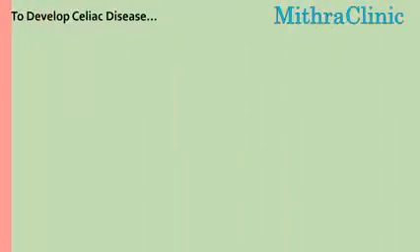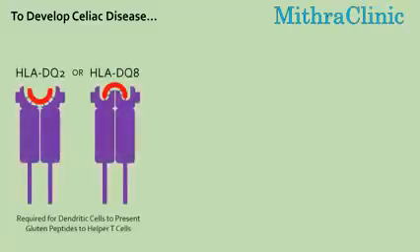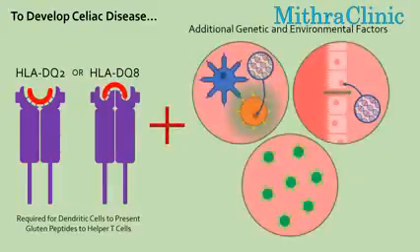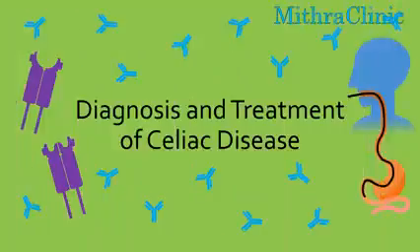So, to develop celiac disease, not only do you need to have HLA-DQ2 or 8 so your dendritic cells can present gluten peptides to helper T cells, but you also need certain environmental and genetic factors that cause your immune system to react to these gluten peptides. Now that we understand the cause and effects of celiac disease, let's discuss who gets this disease, how to detect it, and how to treat it.